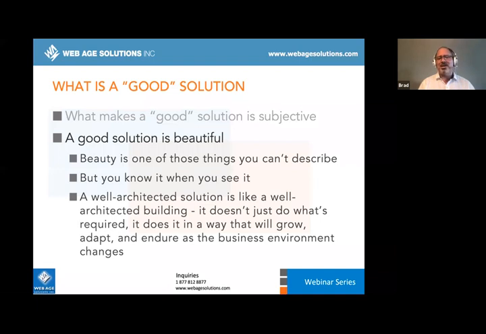So a well-architected solution is like a well-architected building. It doesn't just do what it's required. It's not just there doing the basics. It's not the concrete block. It does what's required in a way that will be able to grow and adapt, and most importantly, endure as the business environment changes, as our needs change.